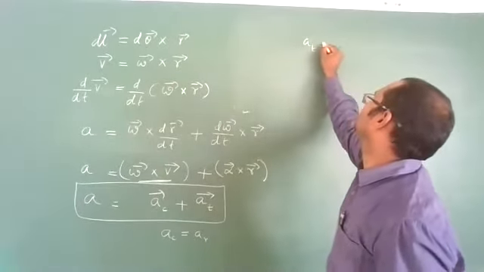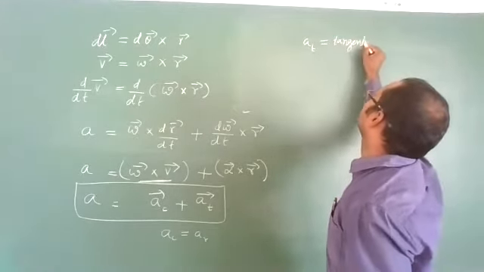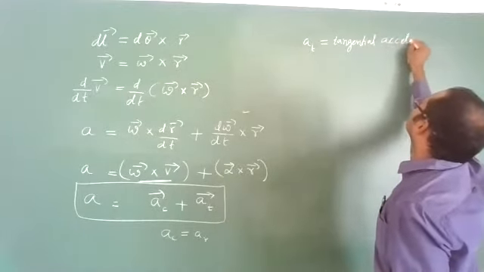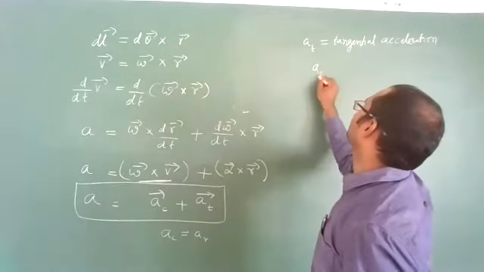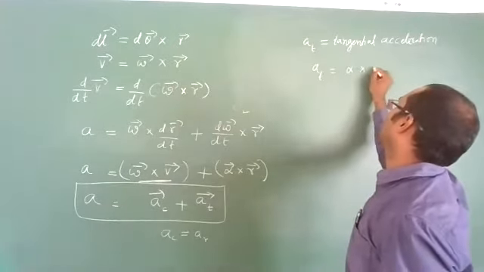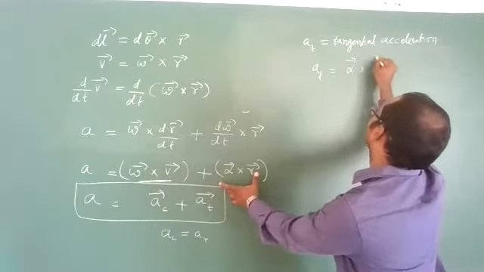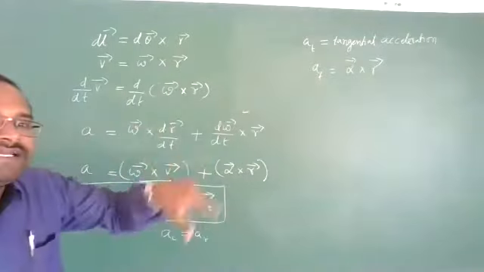AT is nothing but tangential acceleration, and the formula for that is alpha cross r. Yes, this is alpha bar cross r bar. See, tangential acceleration is always along the tangent to the circular path.